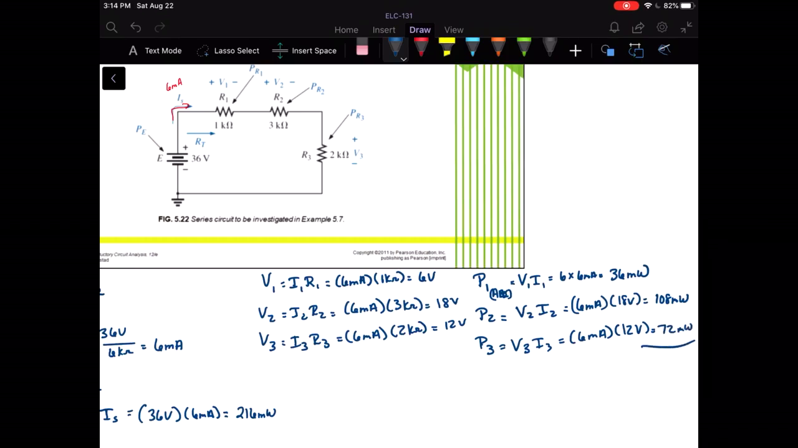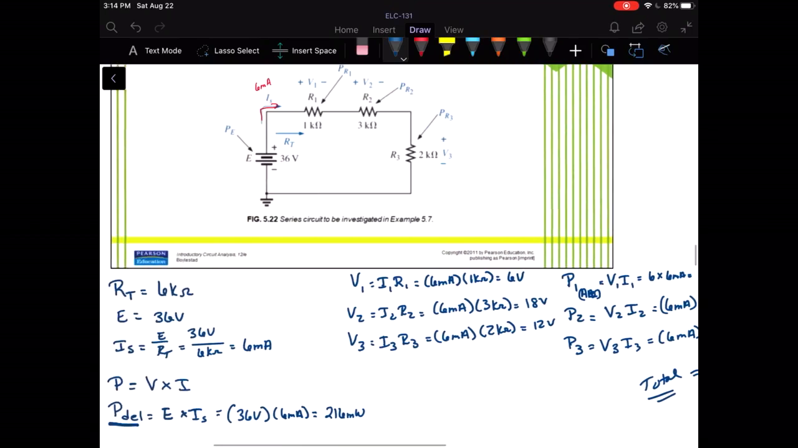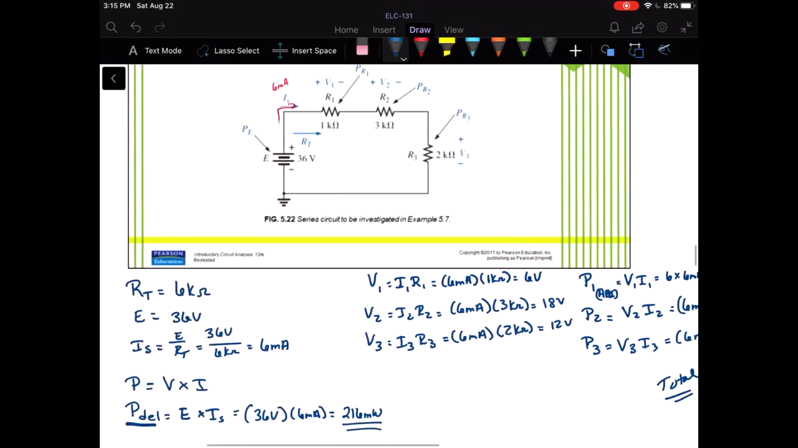Now if we sum these, so 72 plus 108 plus 36, what do we get? We get 216 milliwatts total. Okay, that's the total absorbed by all of our resistors. And notice that's exactly what our source is delivering. So in terms of power, the power delivered by our source has to equal the sum of the power absorbed by all of our resistors.